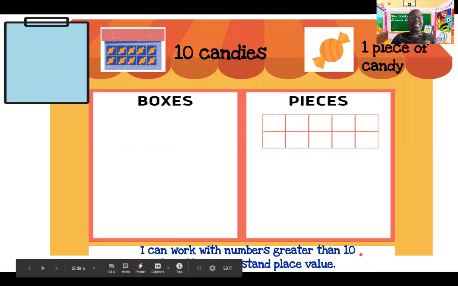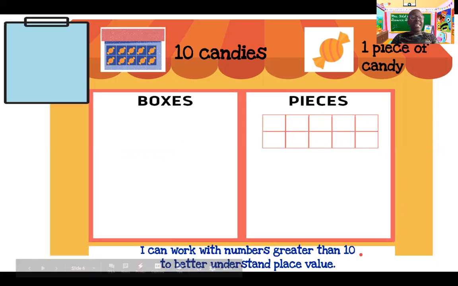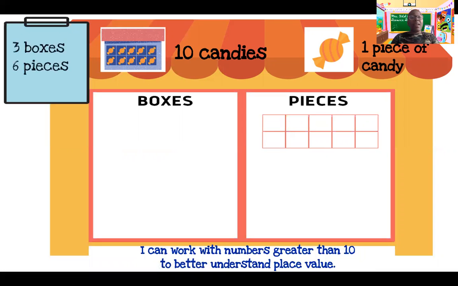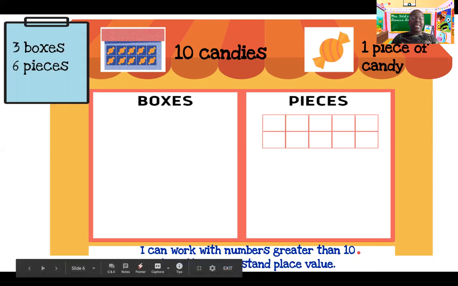Can you help me put together this order? Let's take a look. Our first customer wants 3 boxes of candy and 6 pieces. Our job is to figure out how many candies our customer wants altogether. Well, let's start by getting his boxes. How many boxes does the customer want? That's right, 3 boxes. Let's count them out together.